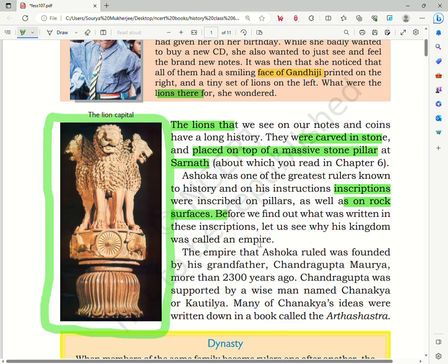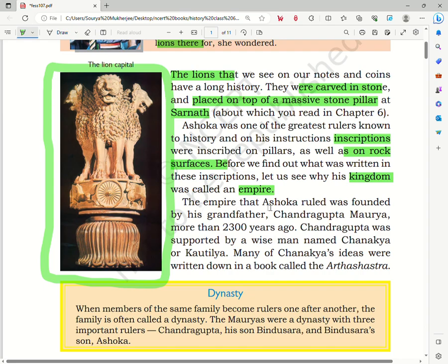So as we know that kingdoms grew from the Janapadas to the Mahajanapadas. Mahajanapadas were medium-sized kingdoms, and when these small to medium-sized kingdoms grew to a very large extent and covered a very large area, then these kingdoms were known as an empire.